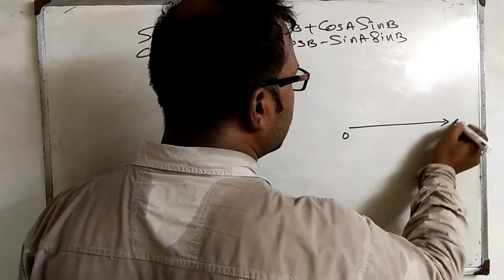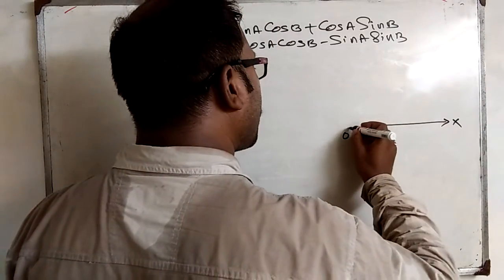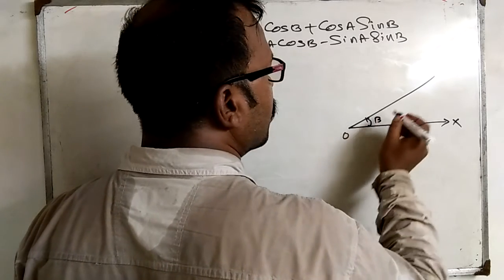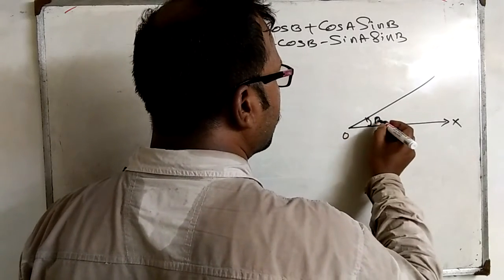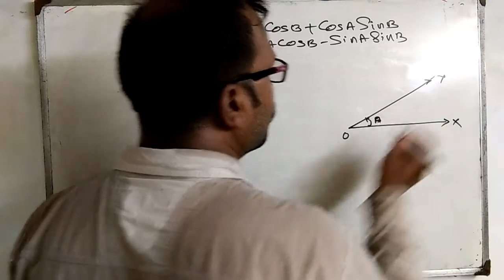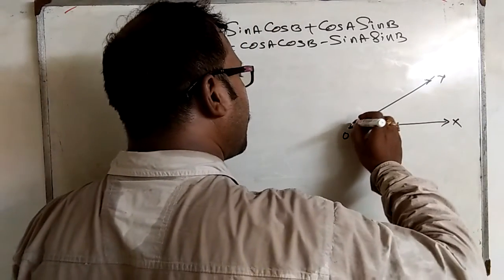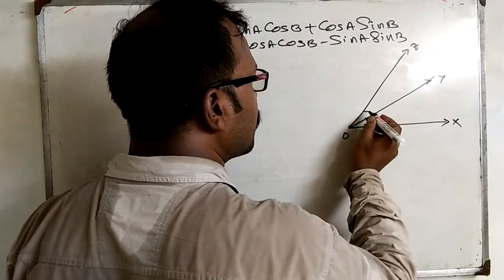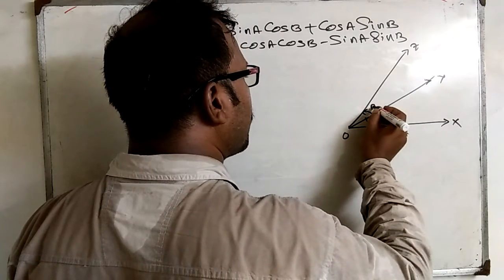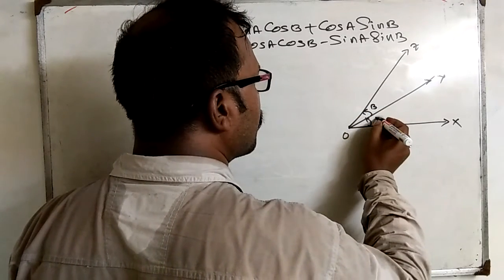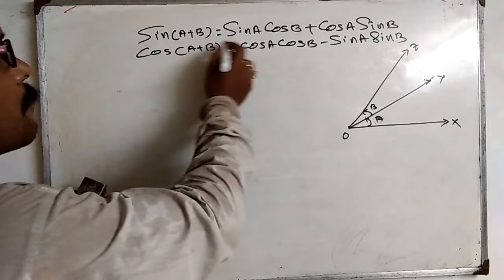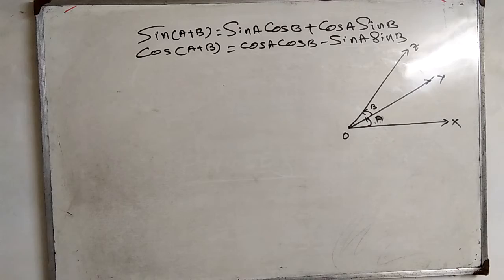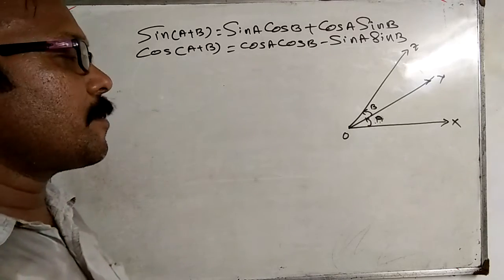Let OX ray rotate in anti-clockwise, angle produce angle A, and again rotate anti-clockwise at the position Z, produce angle B. We have to prove sin of a plus b equals to sin a cos b plus cos a sin b, and cos of a plus b equals to cos a cos b minus sin a sin b.